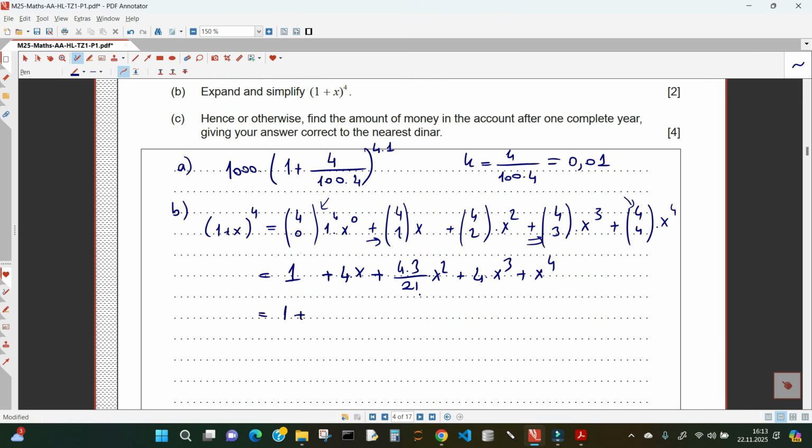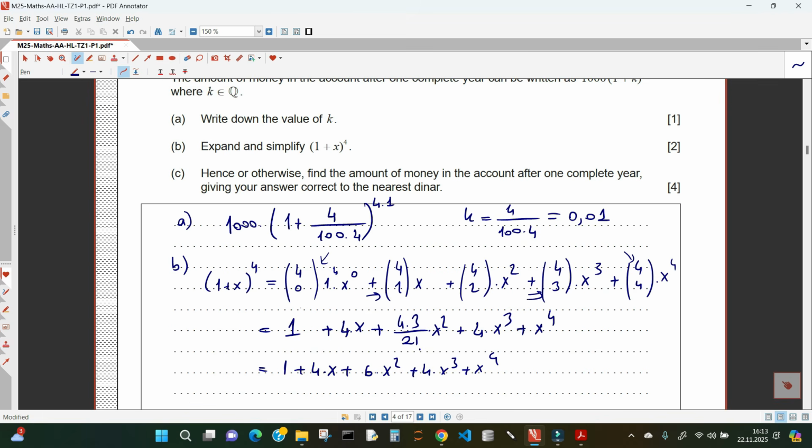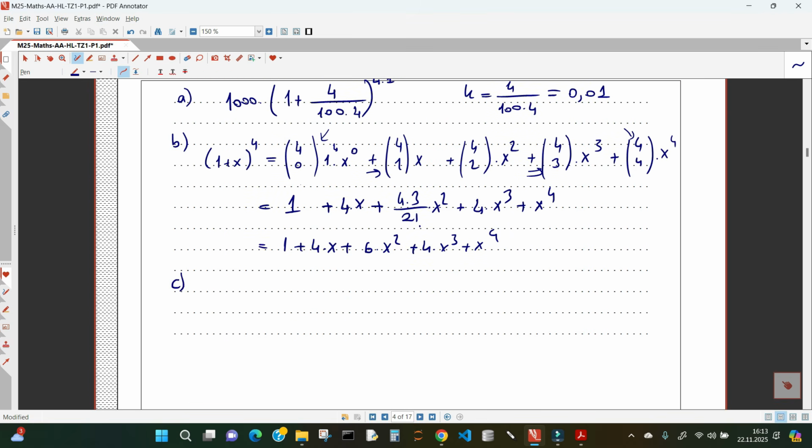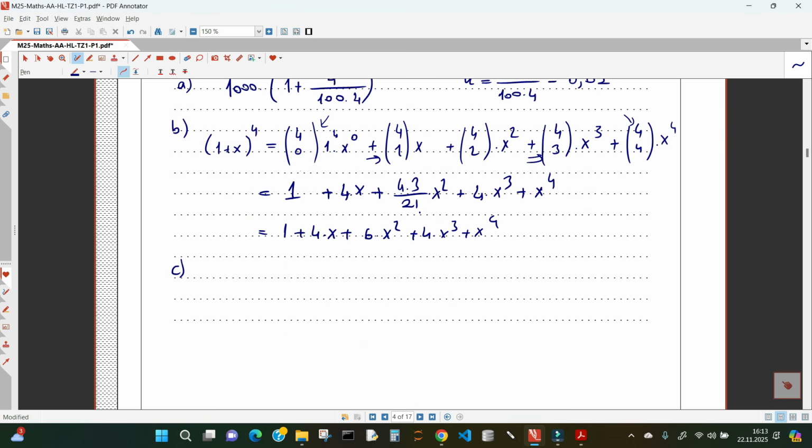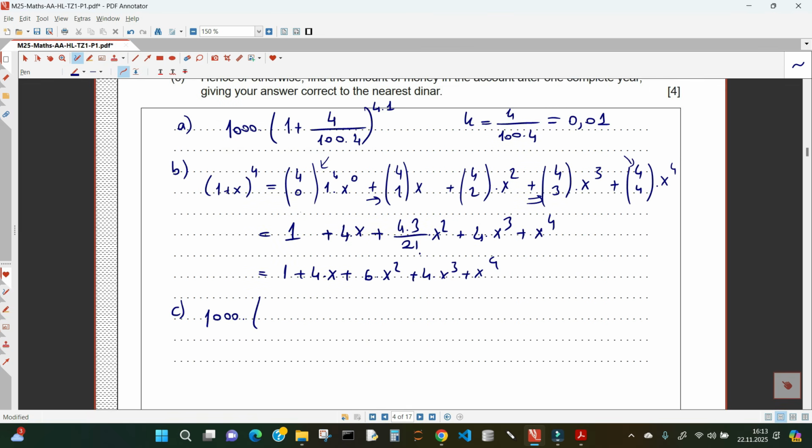And simplify again: 1 plus 4 times 6 plus 6 times 6 squared plus 4 times 6 cubed plus x to the power of 4. Yeah, this is question B. At question C, it asks, using part B or otherwise, to find the amount of money in the account after one complete year. So we know that our money is going to be 1 plus 0.01, to the power of 4. And from here you can see that you will just multiply 1000 by the expression you find when you substitute 0.01 into the x.